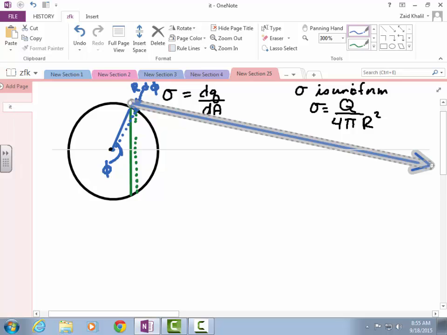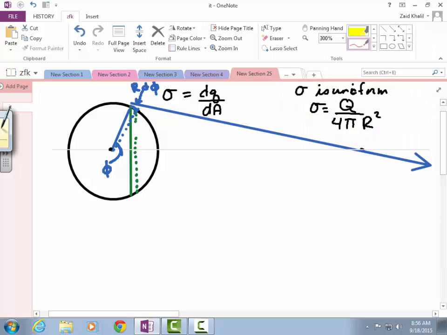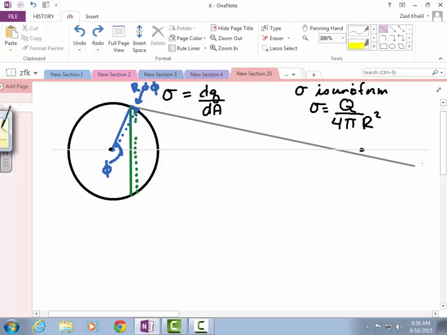And can I change the color of this? Maybe, what color should I pick? Something like this? I'm gonna pick this color, right? And take that. Okay.